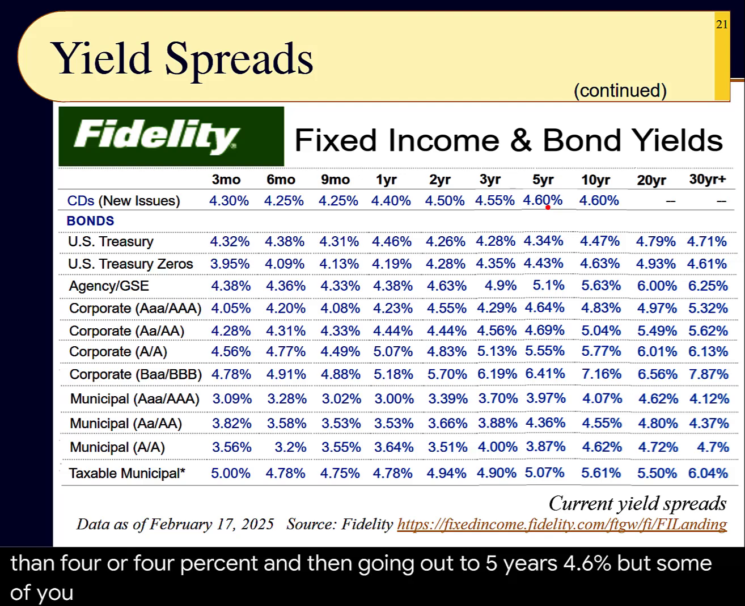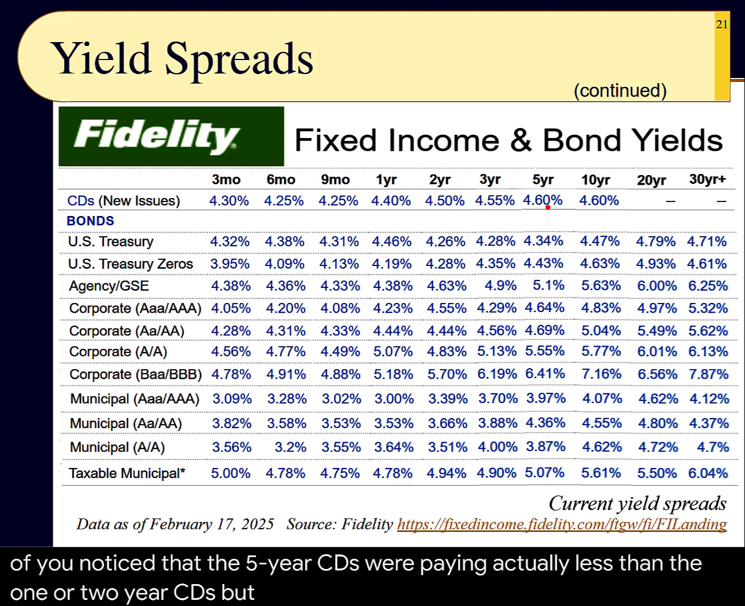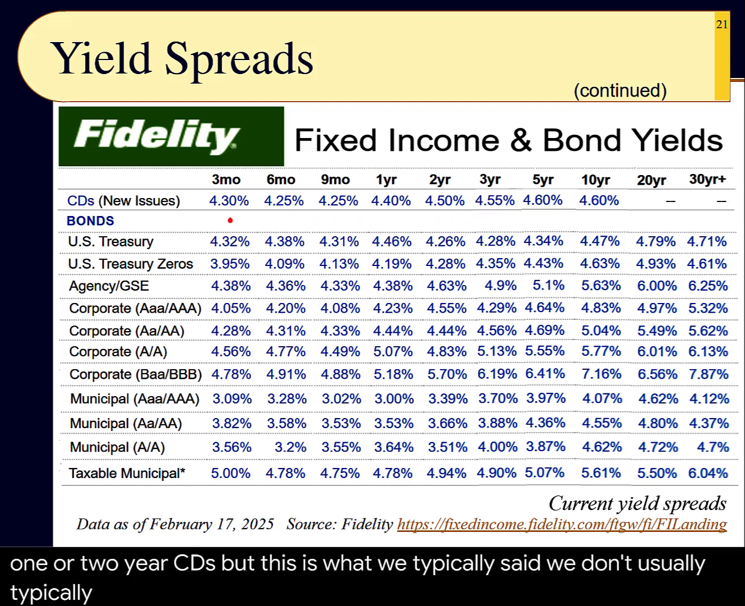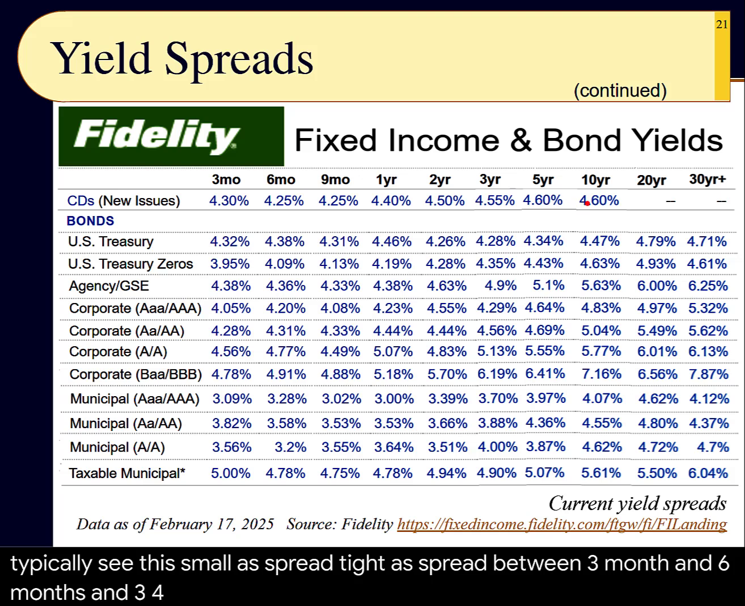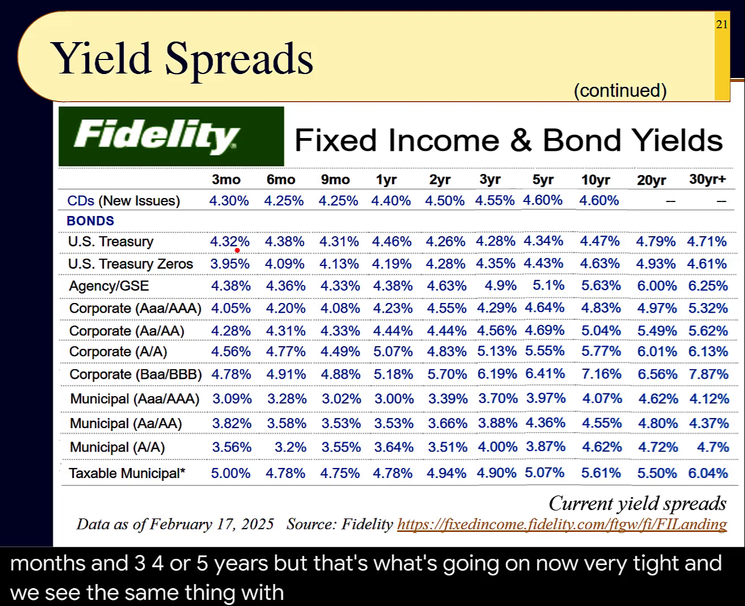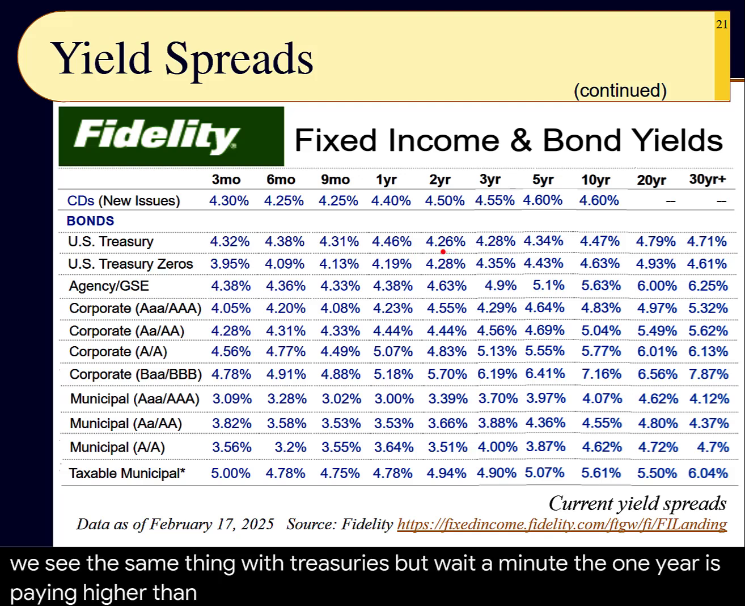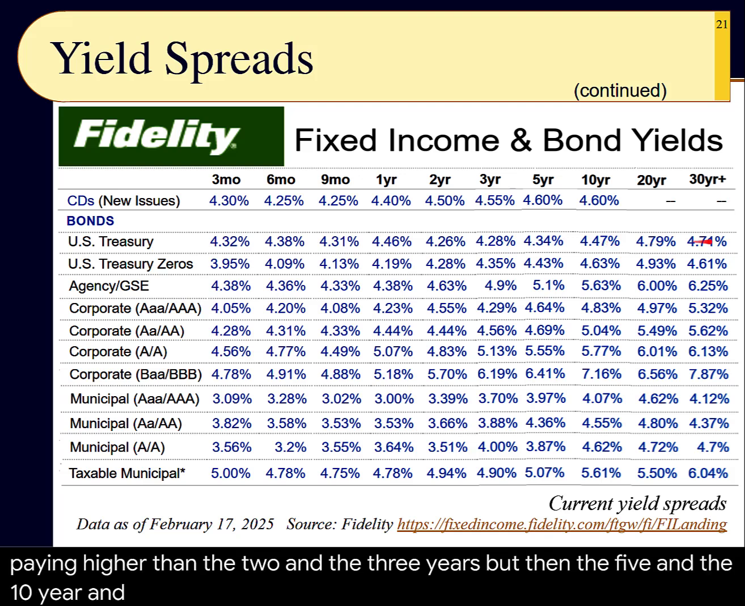But some of you noticed that the 5-year CDs were paying actually less than the 1 or 2 year CDs. But this is what we typically see. We don't typically see this small, this tight a spread between 3-month and 6-month and 3, 4, 5 years. But that's what's going on now, very tight. And we see the same thing with treasuries. But wait a minute. The 1 year is paying higher than the 2 and the 3 years. But then the 5 and the 10 year and 20 and 30 year go back up.